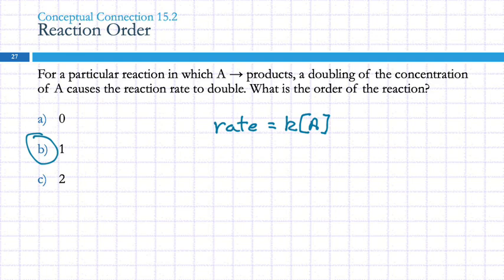If it was zero order and we doubled the concentration of A, what would happen to the rate? It would stay the same because it doesn't depend on the concentration. How about a second order? Double the concentration and then the rate will what? Quadruple because it's that squared, right?